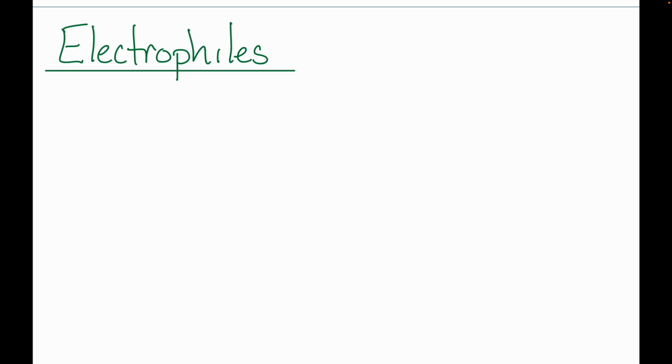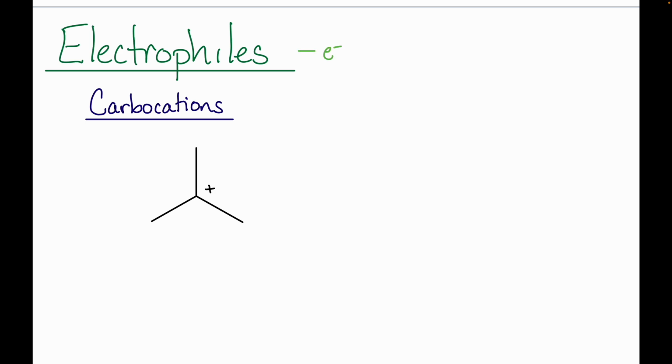All right, so we're going to put these into categories here, our different electrophiles. The first one, kind of the best and easiest to spot, are carbocations. If I just want to draw a carbocation, again, that means my carbon has 3 bonds and no lone pairs, so I'm going to give it that positive charge. And whereas nucleophiles were electron rich, electrophiles are electron poor.